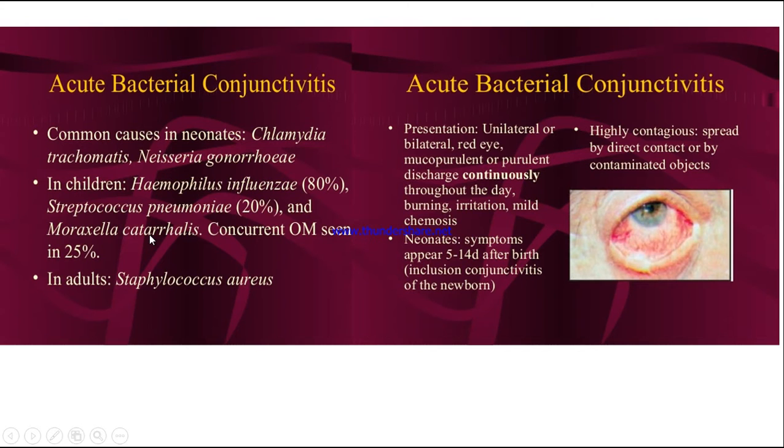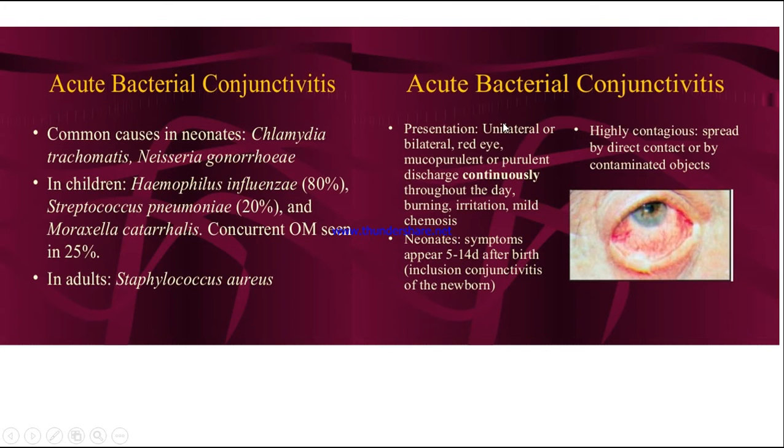Okay, so these are some of the bacteria which cause acute bacterial conjunctivitis in children. In adults, the main cause is Staphylococcus aureus. So these are some of the etiology or causes for acute bacterial conjunctivitis. Now coming to the signs and symptoms.